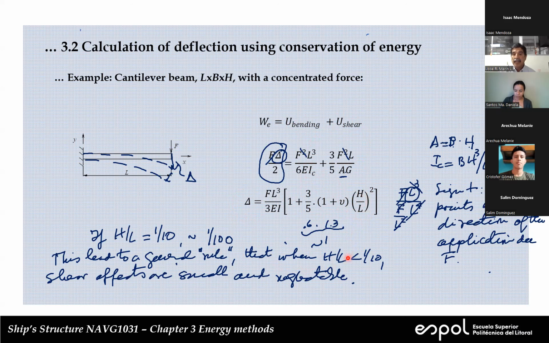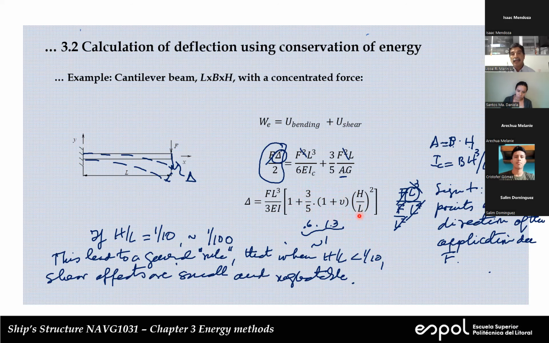If H over L is less than 1 over 10, this term will be smaller than 0.01, basically. So if we neglect it, the error is going to be less than 0.01. That's 1% of that. So if H over L is less than 1 over 10, this is going to be less than 1% of that, and that means that basically we can neglect it.